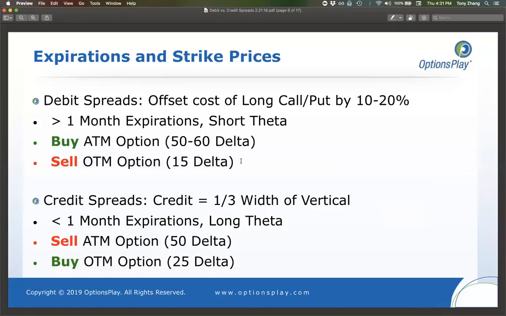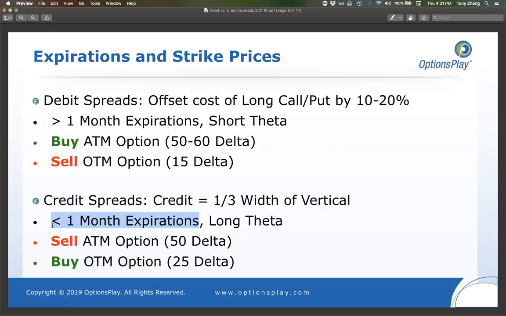For credit spreads, it's flipped on the other end. So when you're selling credit spreads, you're long theta. So theta is going in your favor. So in this particular case, in order to maximize that time decay, what you want to do is actually sell relatively short dated options because time decay accelerates as you get near expiration. So when you sell credit spreads that are just a few weeks from expiration, theta is decaying very fast, and that's profit for you. So that's really why you want to sell relatively short dated options.